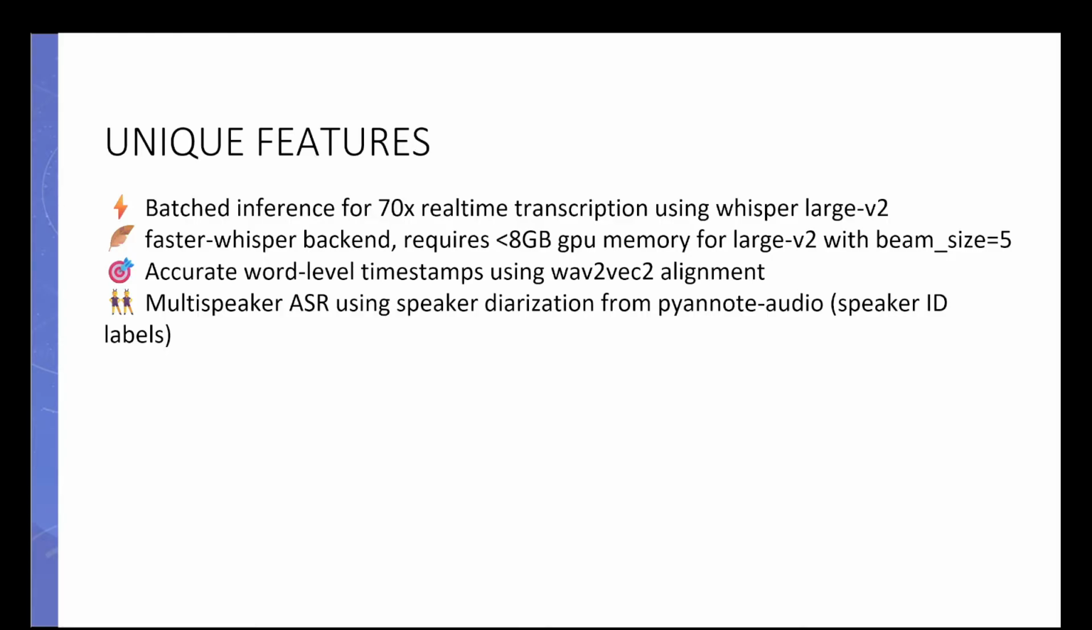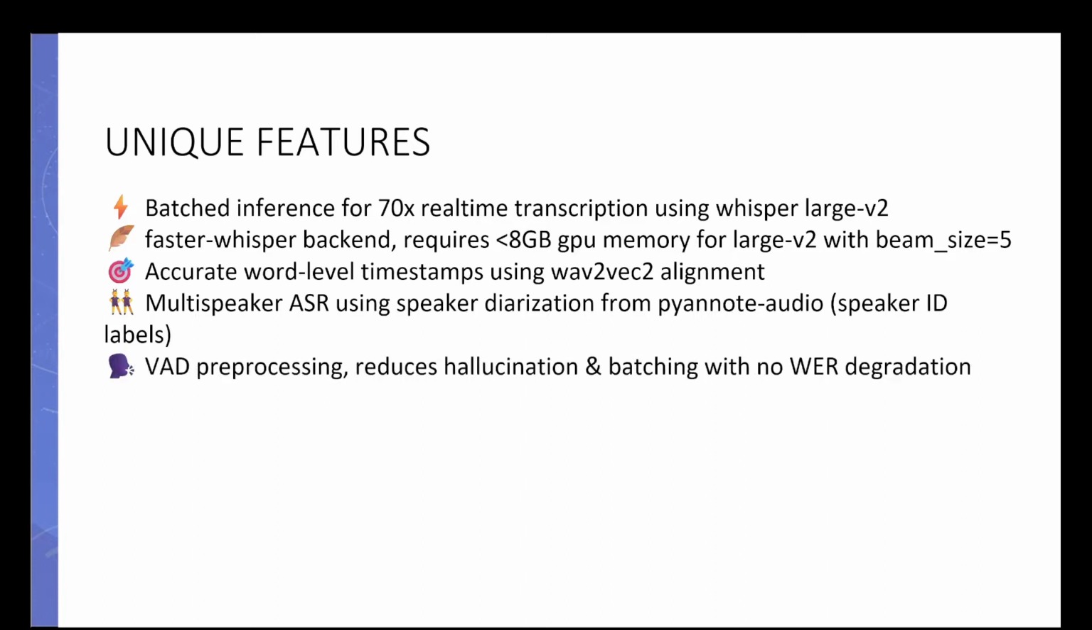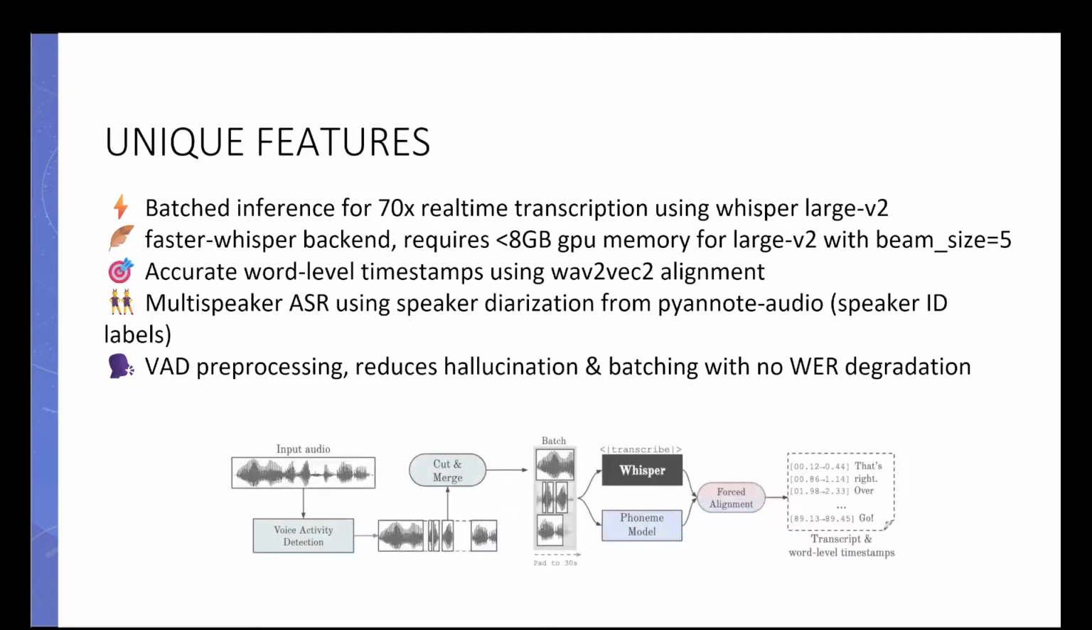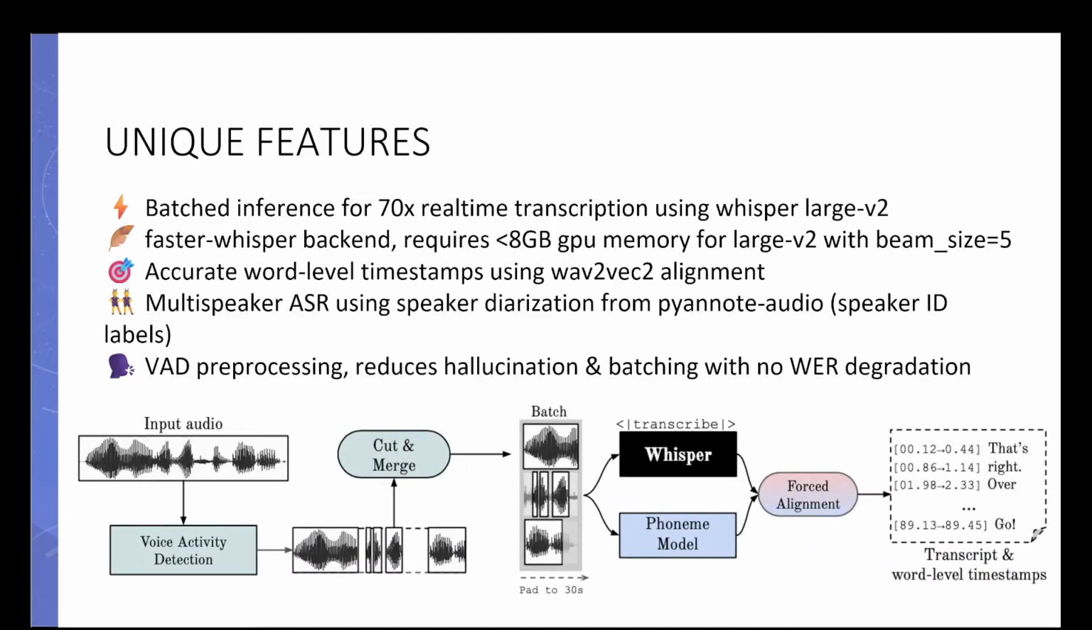This is where the output of the model not only tells you that this segment of time, starting at X1 and finishing at X2, has this text, but it also tells you who said it, like speaker 1 or speaker 2 or speaker 3 and so on. And then you have the VAD processing, the voice activity detection, which reduces hallucination and batching with no word error rate degradation.